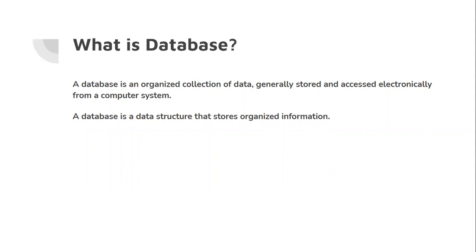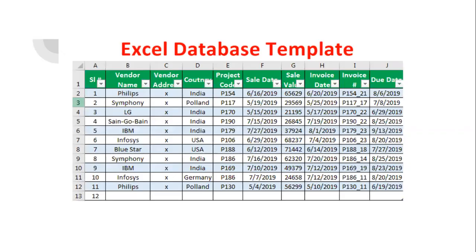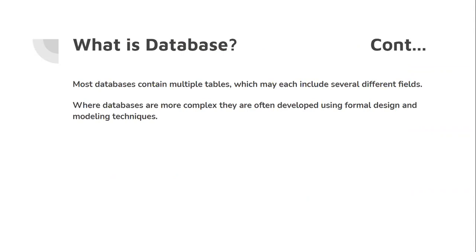Okay, so database is nothing but structured data that organizes the information in a very specified manner, where you have a number of rows and columns and we store them, right? So this is an example of an Excel file where we store the data in a number of columns and rows.